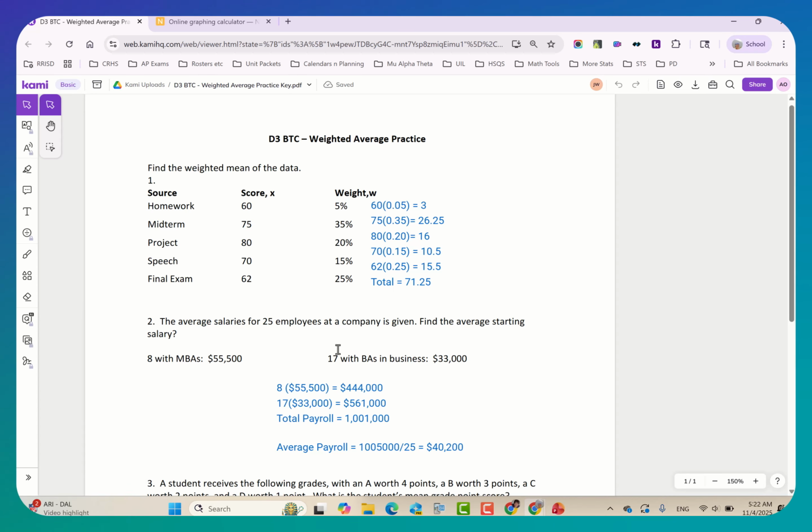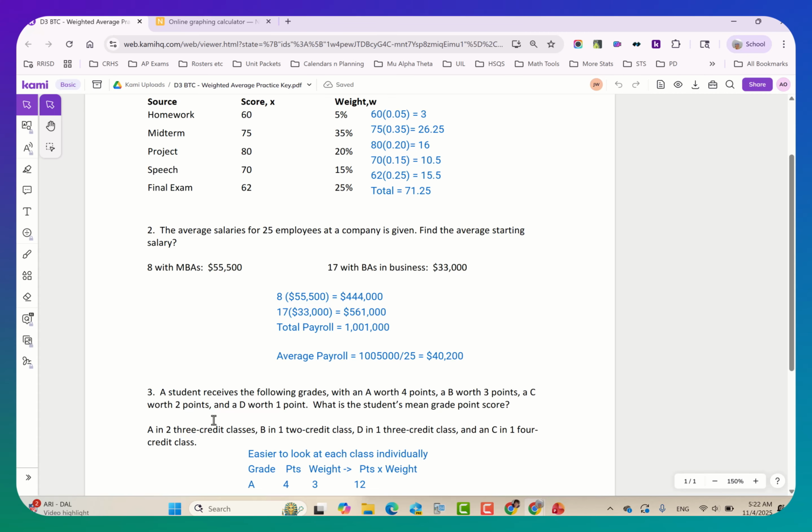All right. So you have 8 at 55,500. So you have $444,000 in payroll for your MBAs. You have 17 of these business degrees, bachelor's, so you have 17 times $33,000, $561,000. Your total payroll is $1,001,000.